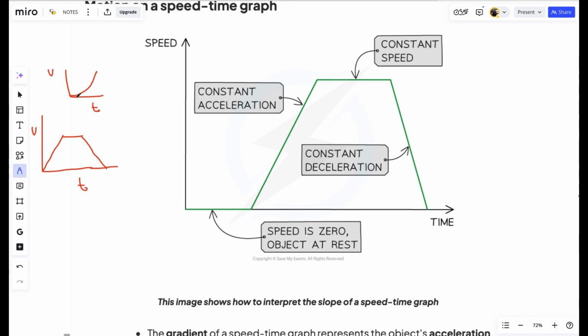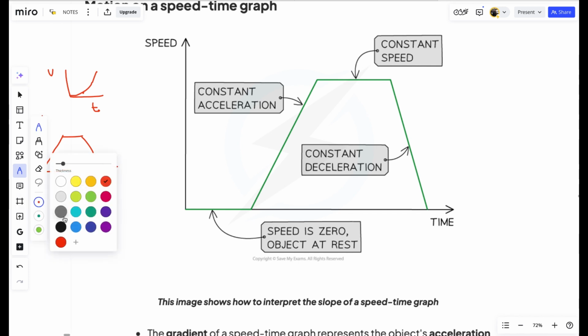So there are two things you need to say, because if you draw two tangential lines, at a point here and a point here, you see that it increases the acceleration. So one tangential line here, and then you do another one here. You see how this is increasing. This is an increasing acceleration in a speed time graph.